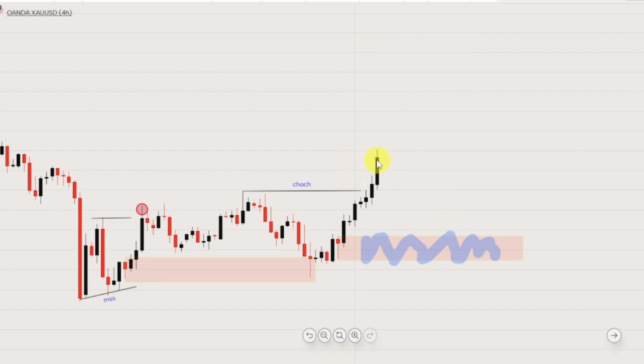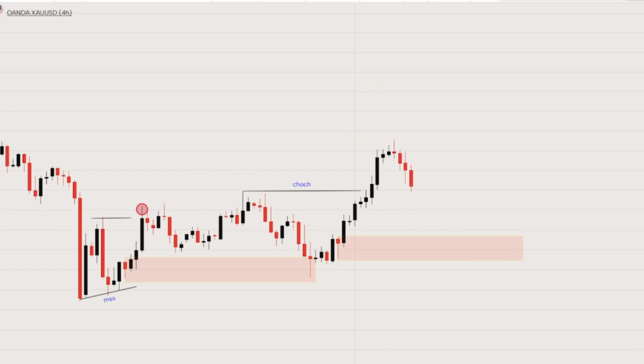So the next thing we want to see is for price to come down into our key level. Then we take the trade from here to the upside. All right, so that is it. Let's see whether price is going to come into our key zone, and then we take the trade from there to the upside.